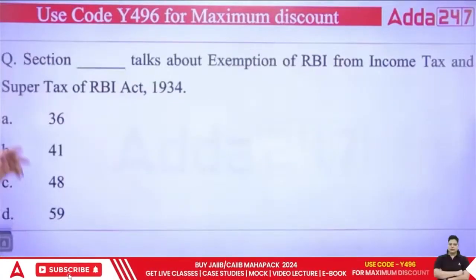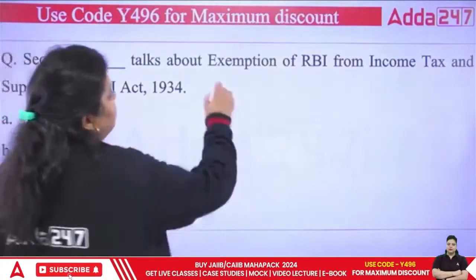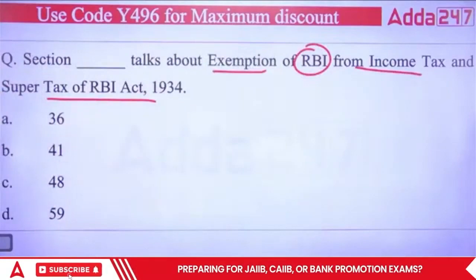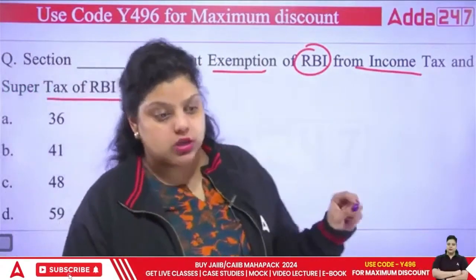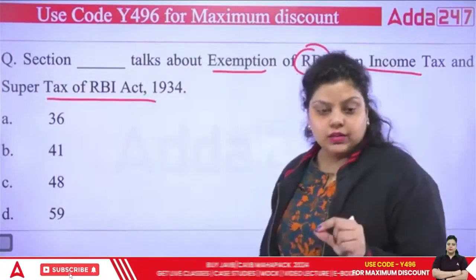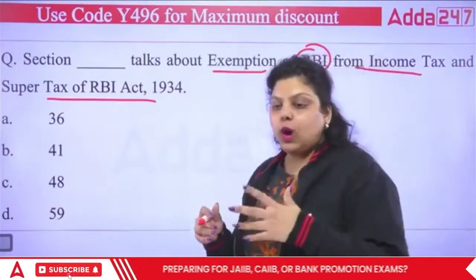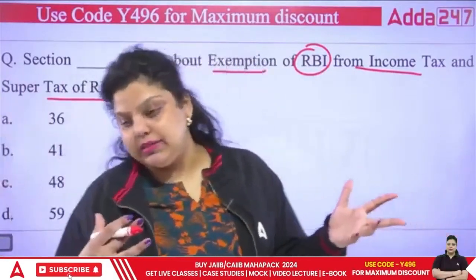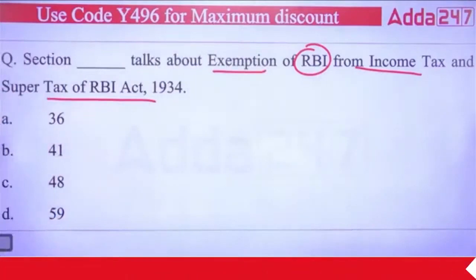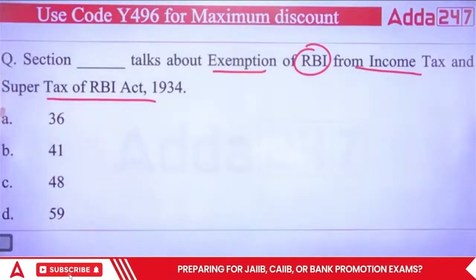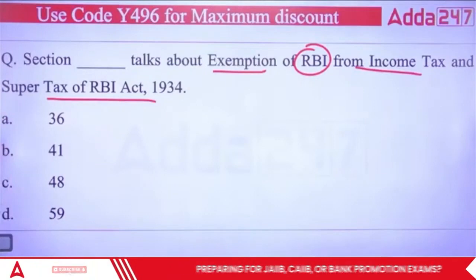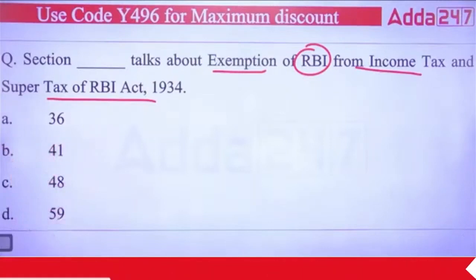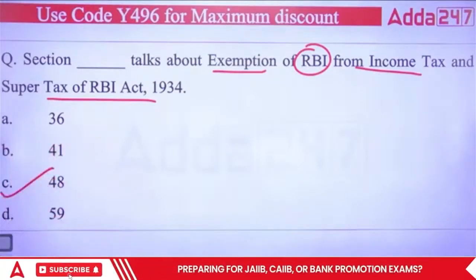Next question we have: dash section talks about exemption of RBI from income tax and super tax in the RBI Act. It means it's talking about which section of the RBI Act says that RBI does not have to pay income tax or super tax on the earnings which RBI is having. And that's defined under which act, which section? 36, 41, 48, 59. A, B, C or D? And the right answer for this is D, 48.